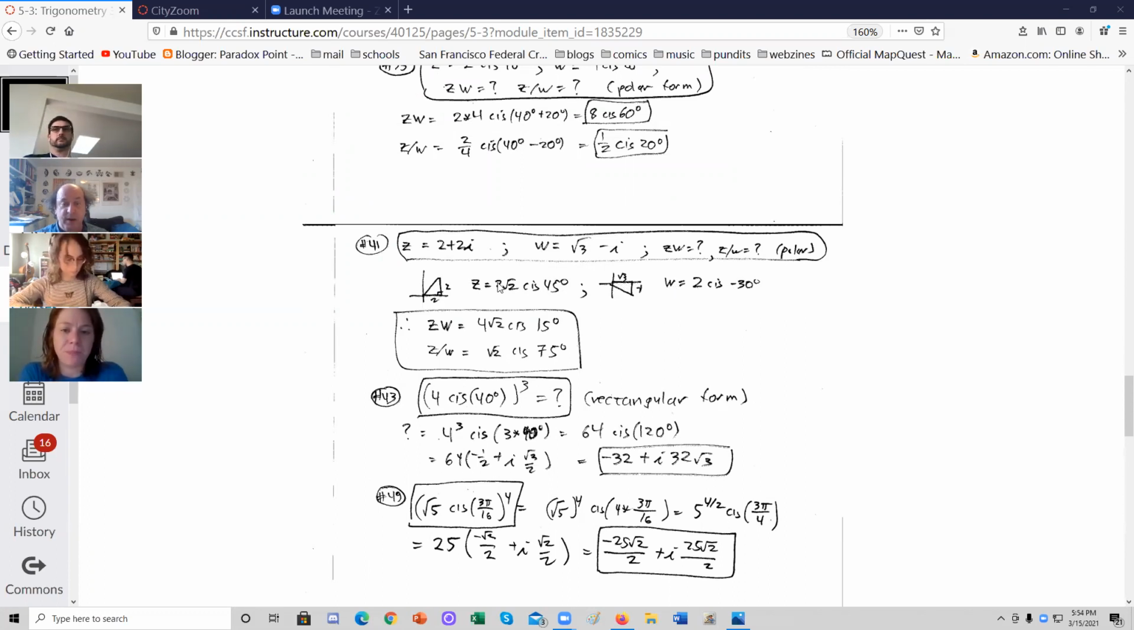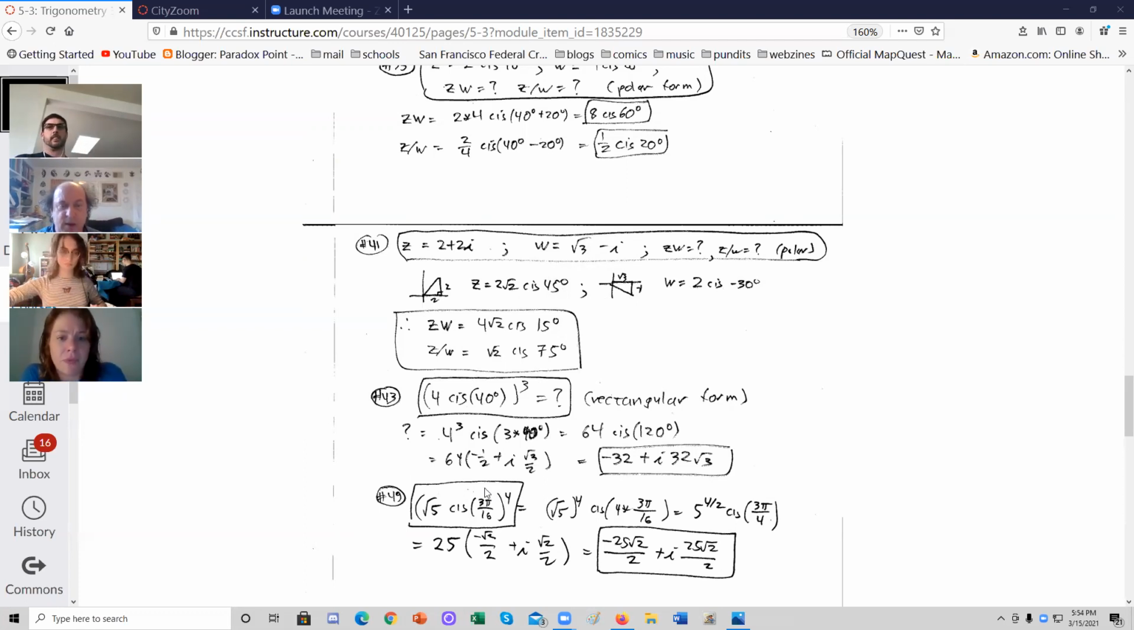So multiplying it out, for Z times W, 2 root 2 times 2 is 4 root 2. 45 degrees plus negative 30 degrees is 15 degrees. ZW is 4 root 2 cis 15 degrees. Z divided by W, you take the ratio of the lengths. 2 root 2 over 2 leaves root 2. And cis of the difference, 45 degrees minus negative 30 degrees. 45 minus negative 30 is 45 plus 30, which makes 75. So Z over W equals root 2 cis of 75 degrees.